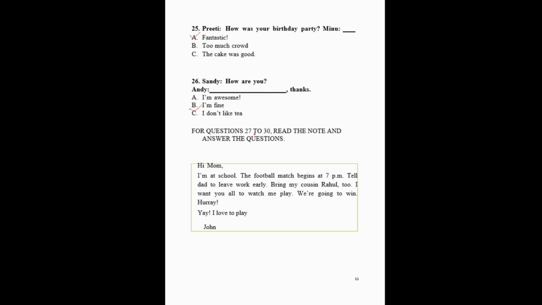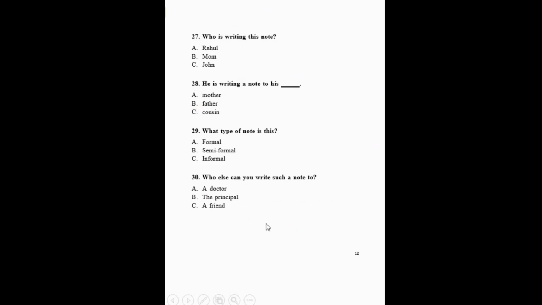Right. Now for questions 27 to 30, read the note and answer the questions. Hi mom, I'm at school. The football match begins at 7 p.m. Tell dad to leave work early. Bring my cousin Rahul too. I want you all to watch me play. We are going to win. Hooray! I love to play, John said.